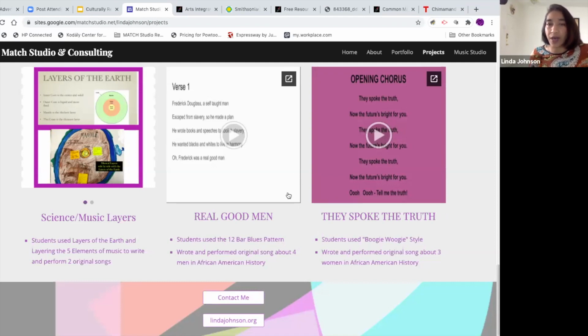And then they wrote a song called Real Good Men. And they talked about 4 of them. And we do this thing called rhyming couplets.